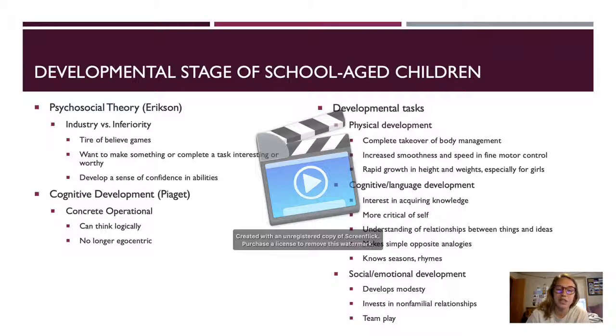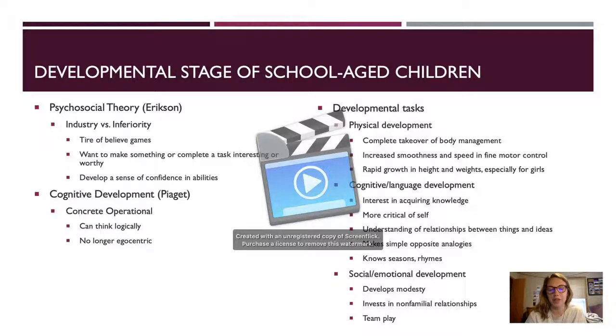They're more critical of self. This can also be a challenge for those with type 1 diabetes, just because during their treatment plan, especially when they're in school, it can make them really self-aware of what they're doing and how others perceive them. And so it is very important to be aware that in this stage of life they're becoming more critical of self, and so acknowledging that in their treatment plan for type 1 diabetes is really important. There's an understanding of relationships between things and ideas, makes simple opposite analogies, knows seasons and rhymes.